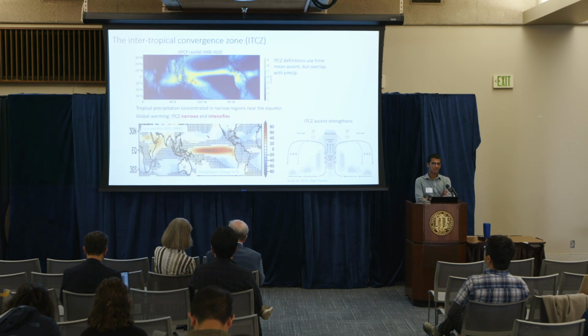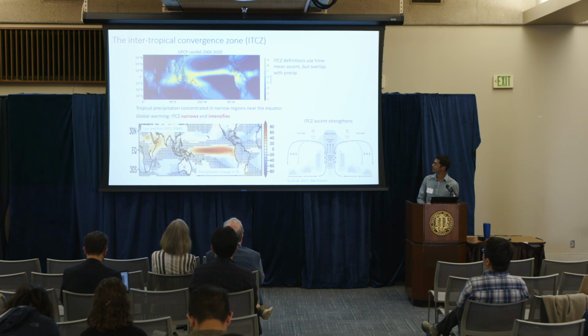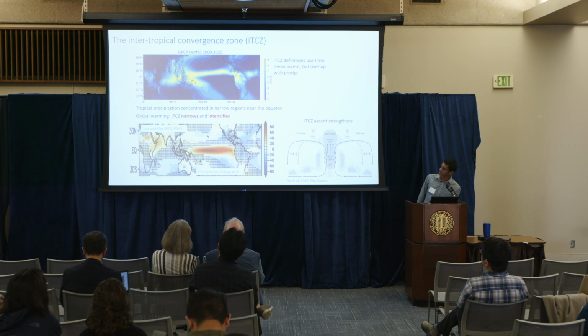The ITCZ is defined as regions of the tropics that exhibit time mean ascent, and as a consequence also time mean heavy precipitation. In the plot on the top left, you can view the ITCZ as a heat map of heavy precipitation: a band stretching across the Pacific and over the Atlantic, and somewhat broader regions over the Western Pacific and the Indian Ocean.